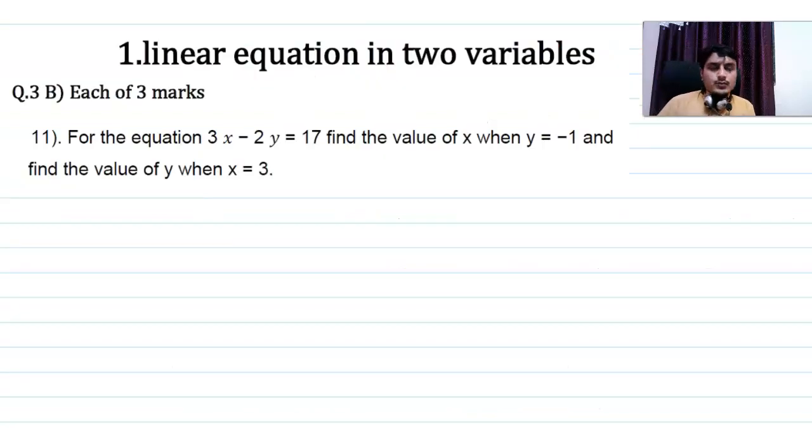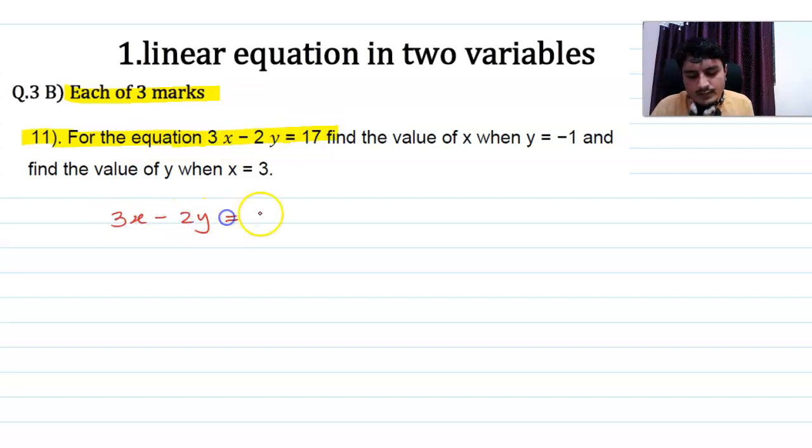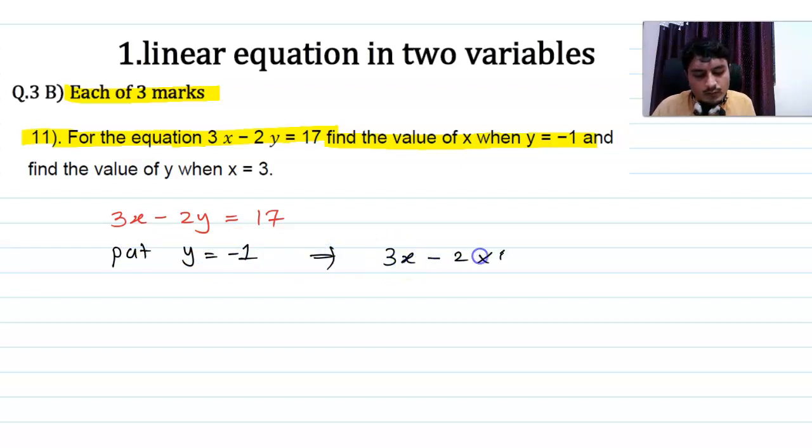Look at the next and last question, question number 11 from question 3b, each of 3 marks. For the equation 3x minus 2y equals 17, I am writing the linear equation in 2 variables, 3x minus 2y equals 17. Find the value of x when y equals minus 1. Let us put y equals minus 1 in the given linear equation. We get 3x minus 2 into minus 1 equals 17. So 3x minus minus becomes plus, 2 1s are 2, equals 17.